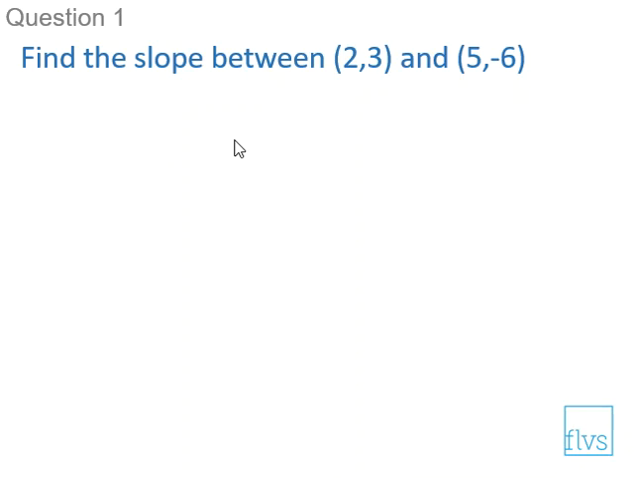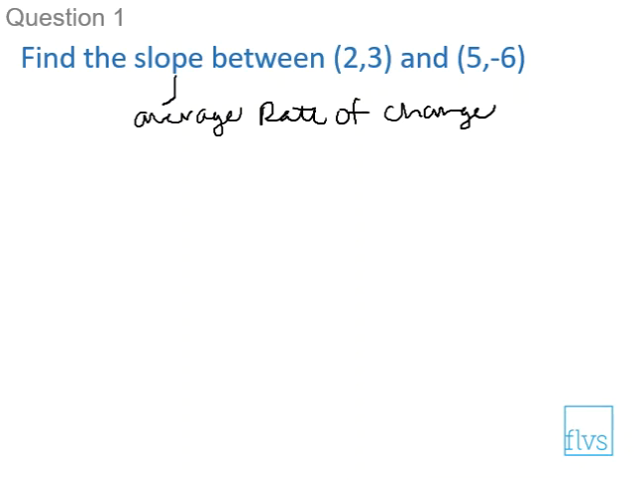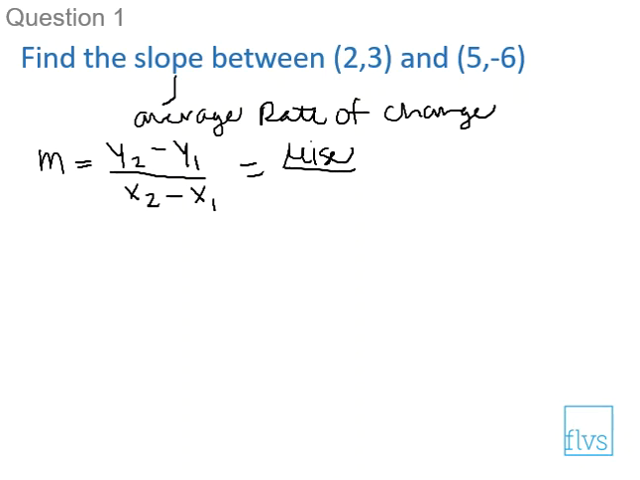Okay, the other word for slope that you need to know is average rate of change. Okay, and you may have heard this as m equals y2 minus y1 over x2 minus x1, and or rise over run.